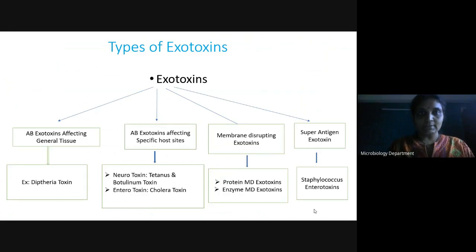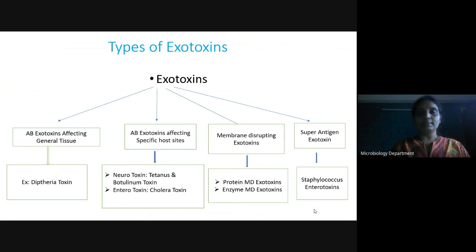As we have discussed earlier, exotoxins are of various kinds. Exotoxins affecting generalized tissue: diphtheria toxin is one example that comes under this category. And AB exotoxins affecting specific host sites: neurotoxins, tetanus and botulinum toxins, and enterotoxin, cholera toxin, come under this category.